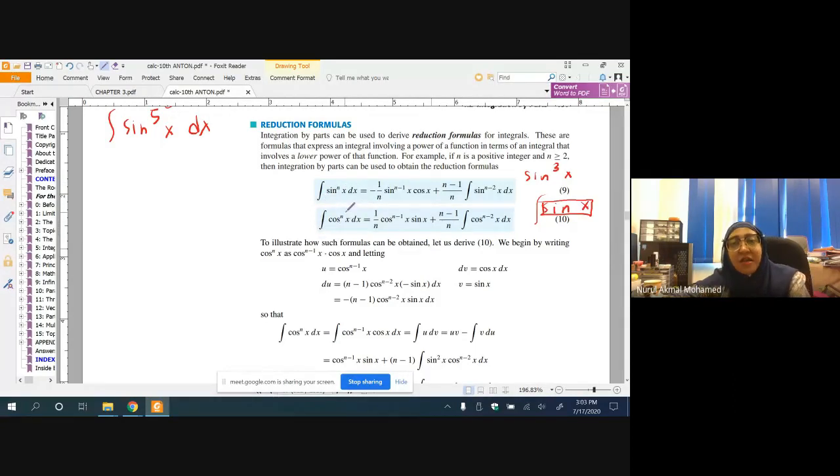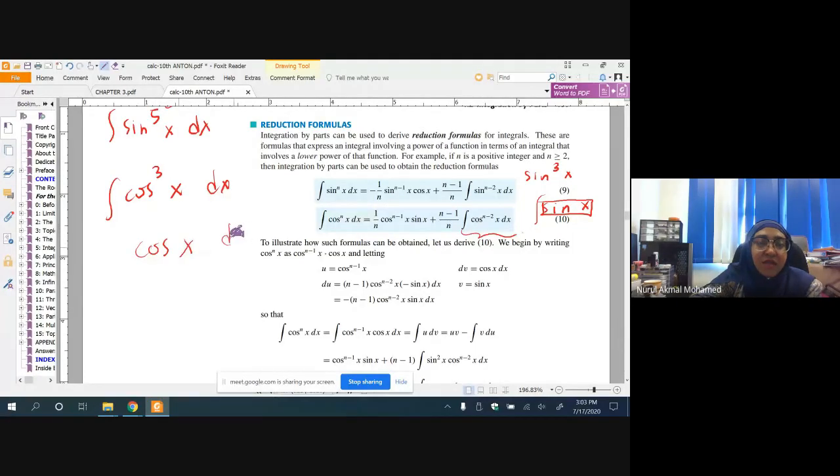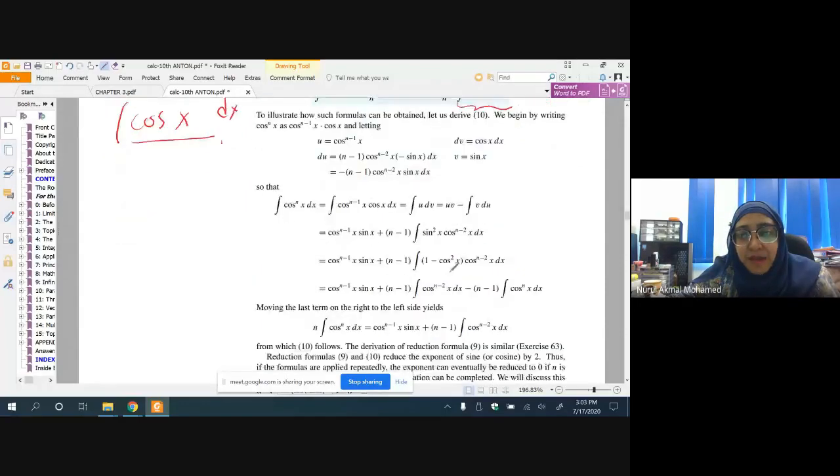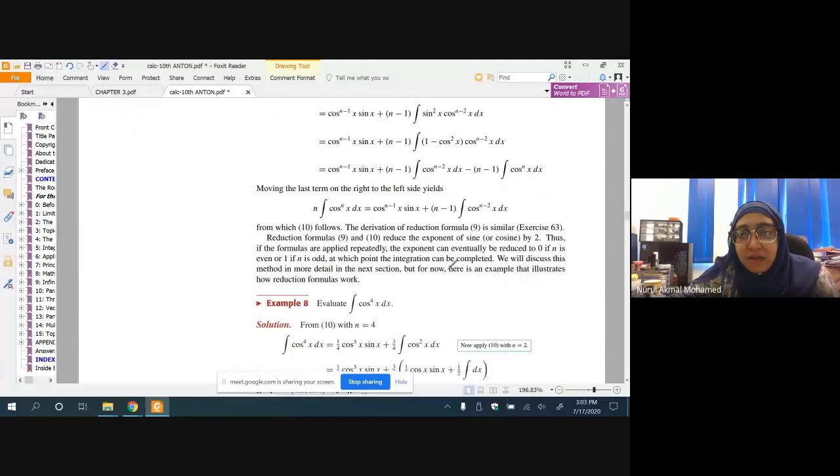It's the same for cos to the power of 3 x. Integration of this, you can use this integral here so that the new integral here will be cos of x. Integration of cos of x is easy for you to solve, as compared to the original one. I think I'll leave that one for you to solve.